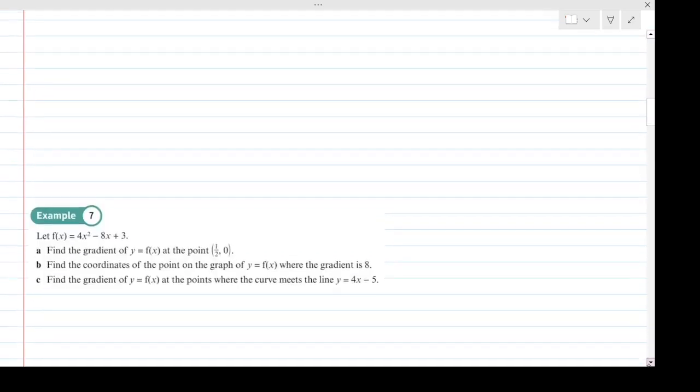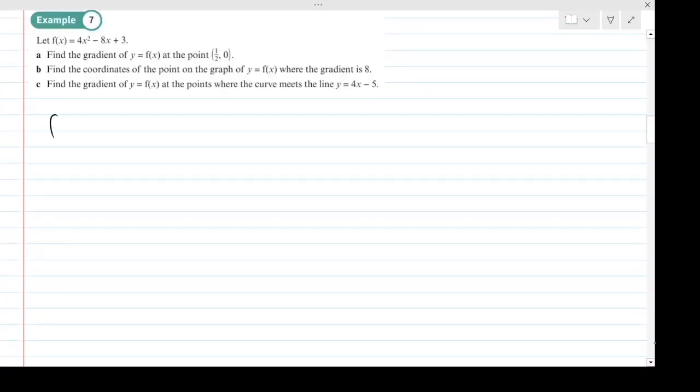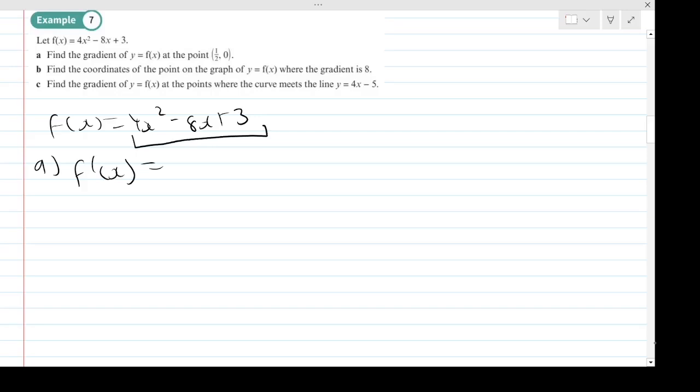Now we've got this example. We have f(x) is 4x squared minus 8x plus 3. We firstly need to find the gradient of y equals f(x) at the point (half, 0). Now, for the gradient at a point, we just find the derivative as we expect. So if f(x) is equal to this, then the derivative f'(x) is, if we differentiate all these terms, for 4x squared we can just multiply the power by 4, so that'd be 8x.